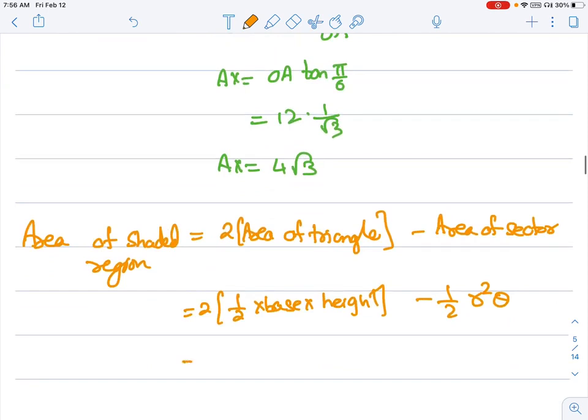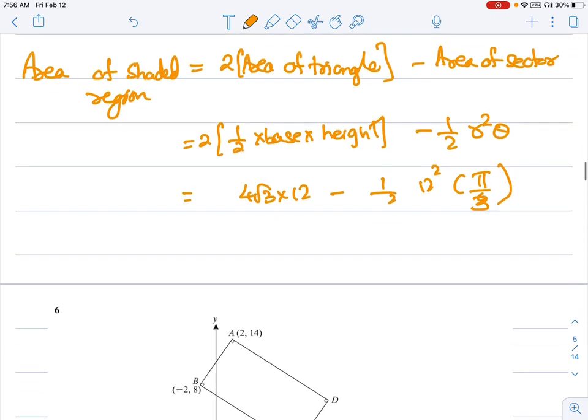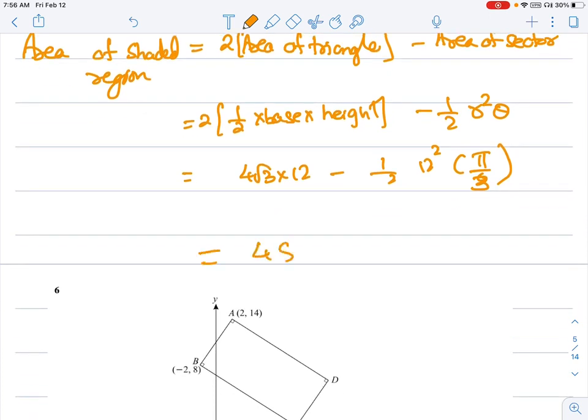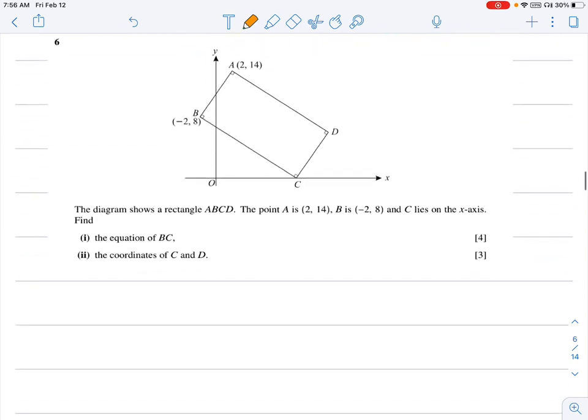I plug in the values, the 2 cancels. AX is 4 root 3, height is 12, minus half, radius is 12 square, theta is pi by 3. So when I simplify this, my answer will be 48 root 3 minus 24 pi. That's going to be the area of the shaded region.